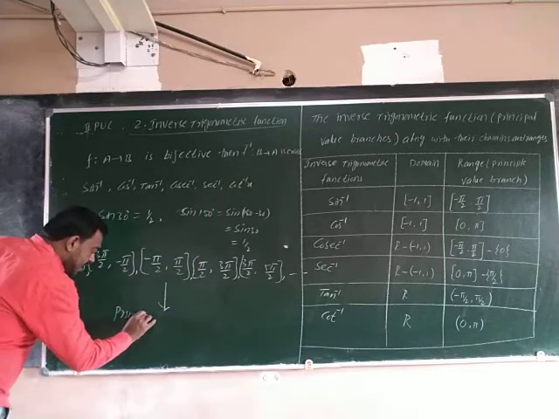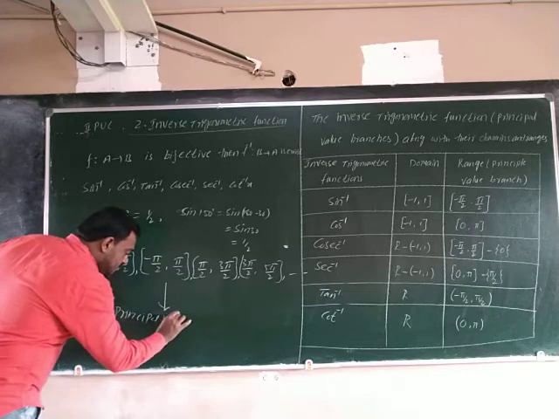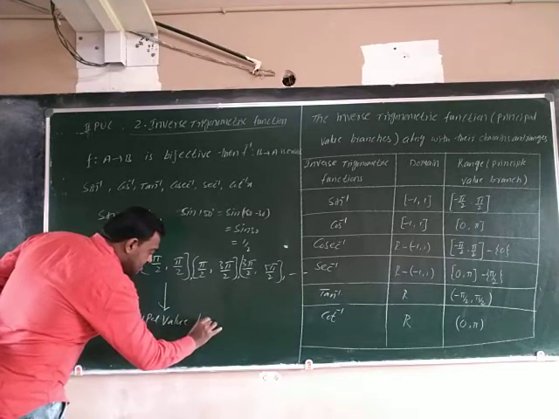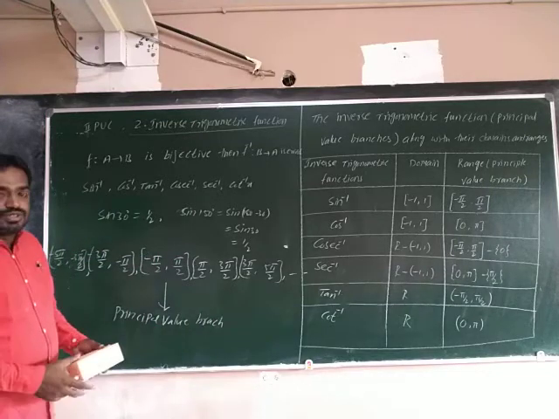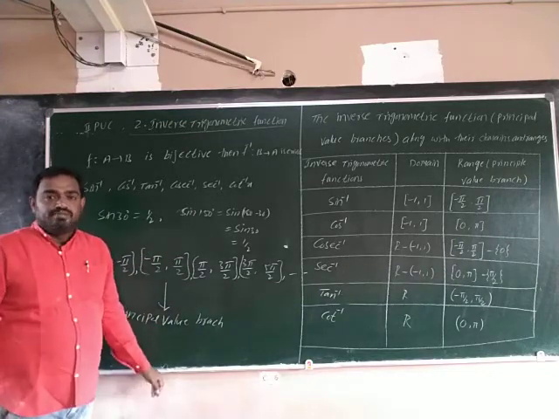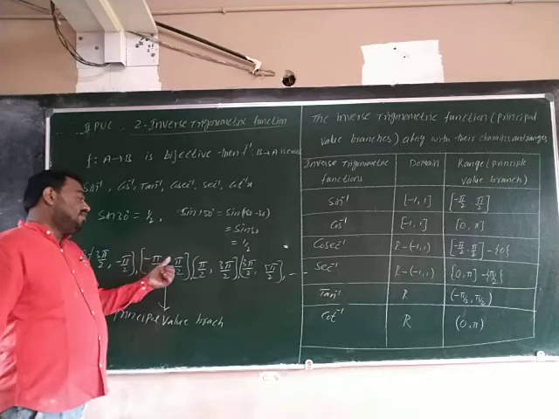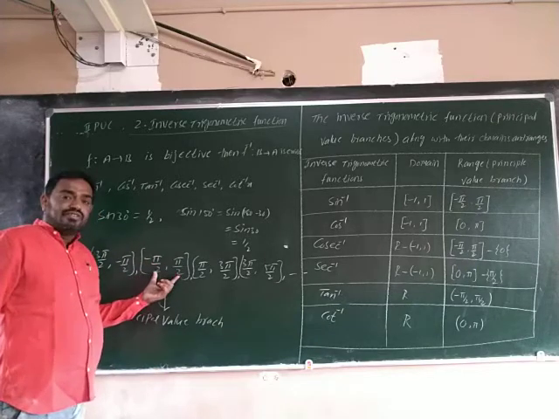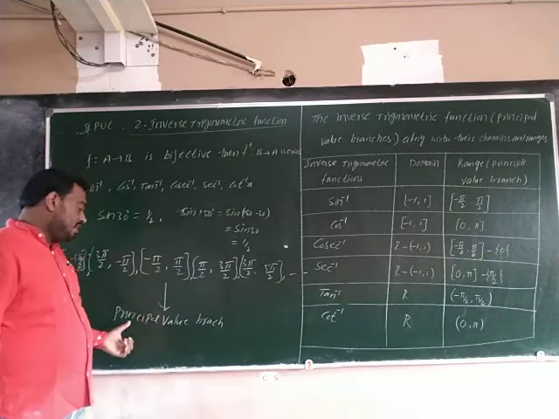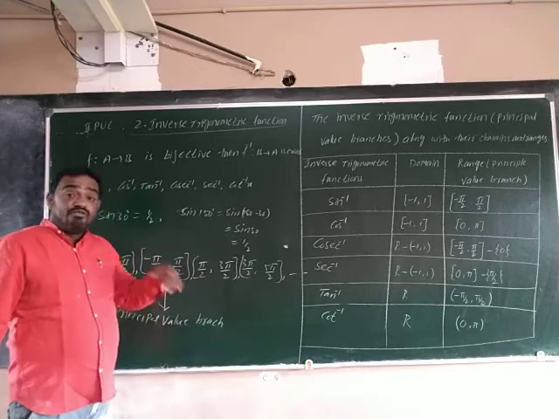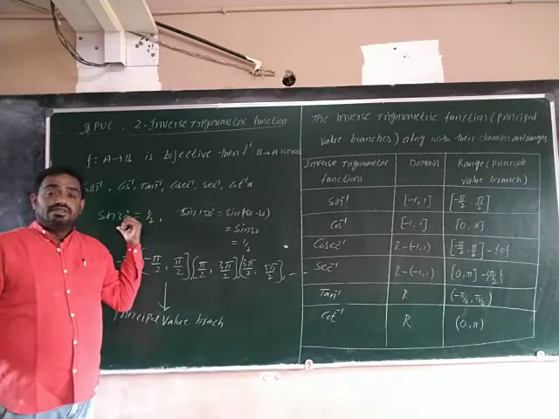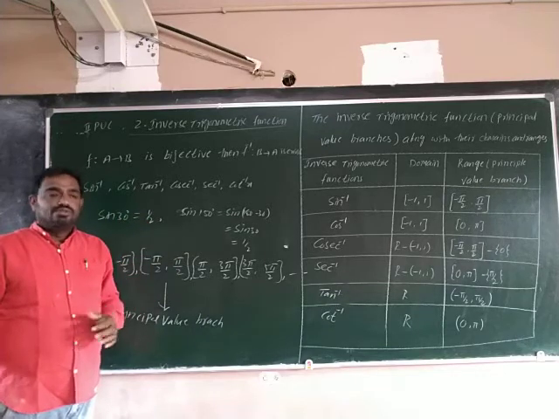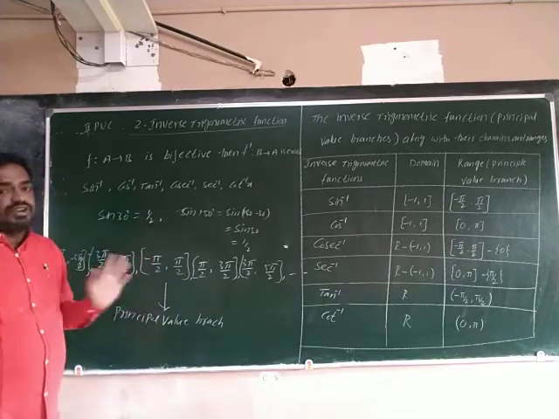This is the definition of principal value branch. What is the definition? The interval minus pi by 2 to pi by 2 is called the principal value branch of which function? Sine inverse function. So this is the definition of the sine inverse function.